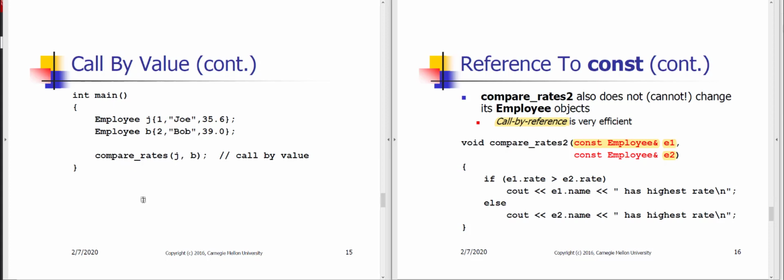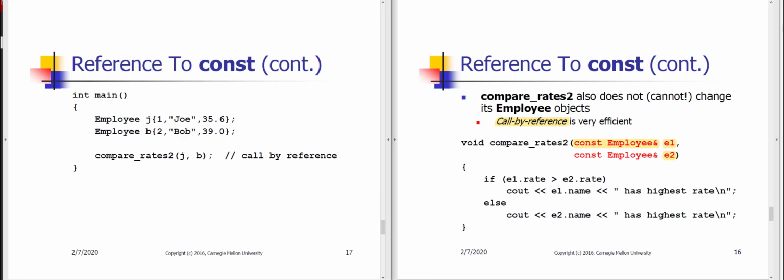Our main function is actually not going to change at all, except for one trivial detail. Instead of calling compare rates, of course, we have to call compare rates 2, but other than that, the code looks exactly the same. So let's take a look at slide 17. Okay, looks exactly like the code on slide 15, except of course we're calling compare rates 2. I'm still able to pass J and B as the arguments down to compare rates 2, but what's actually being passed is, in each case, a reference to an employee constant.